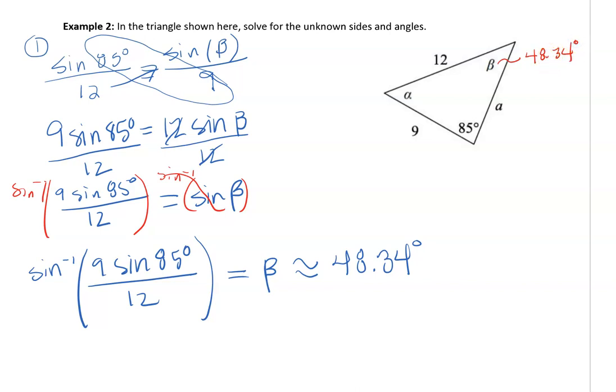And so I can then just say, for part 2, let's go ahead and find that last angle. So I'm going to say 180 degrees minus the 85 degrees I know, minus 48.34. And if we do this one next, you might already have that number saved in your calculator. You could just do minus the answer, and you should get 46.66 degrees. And so now we have this missing angle of 46.66 degrees. So the only thing that we need to find now is our side A.